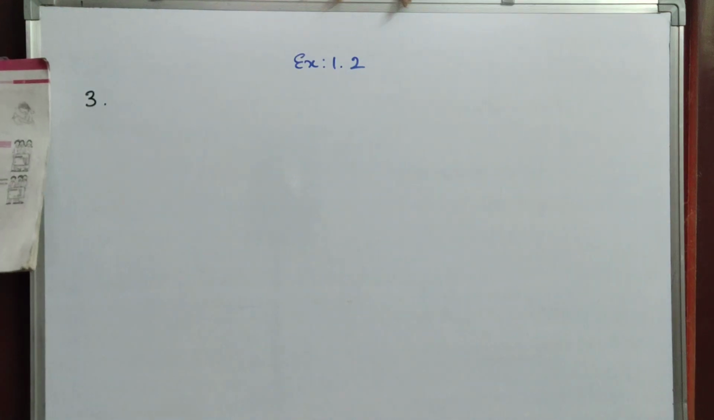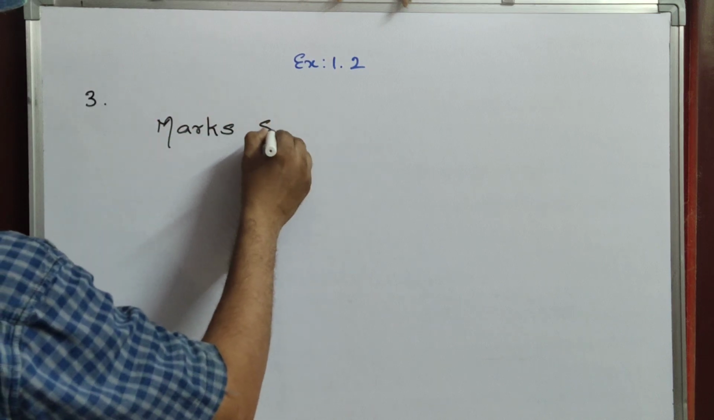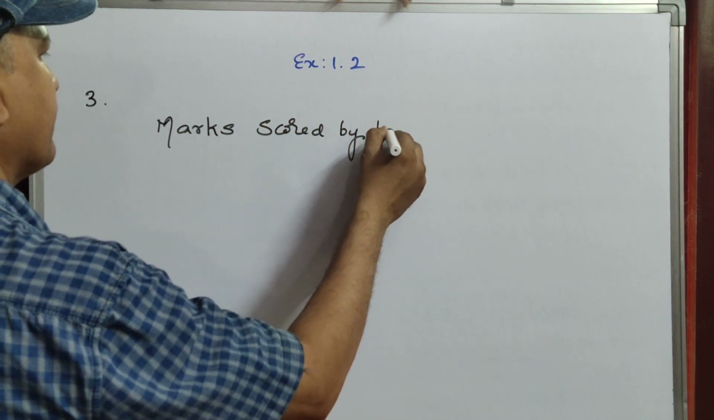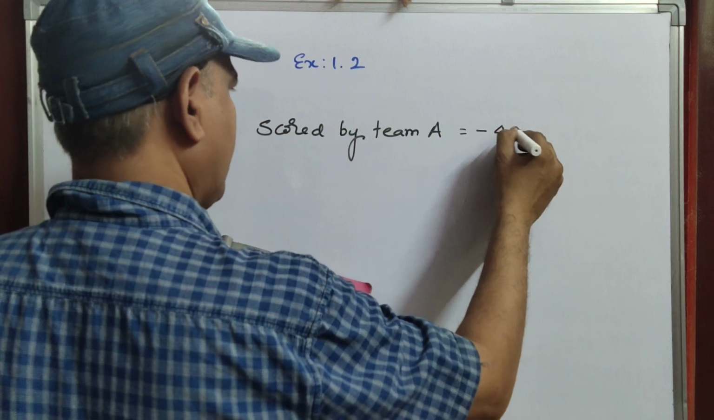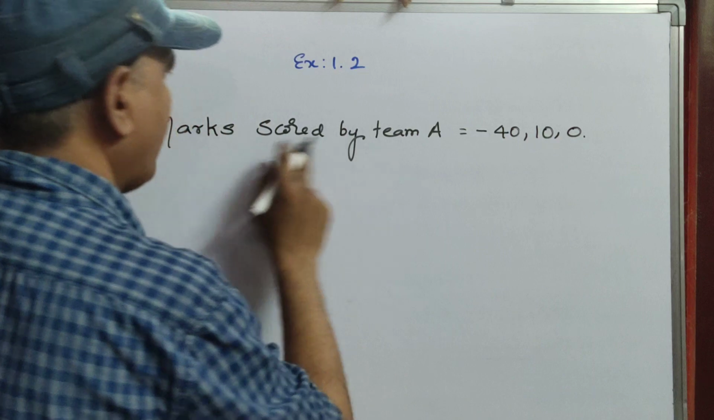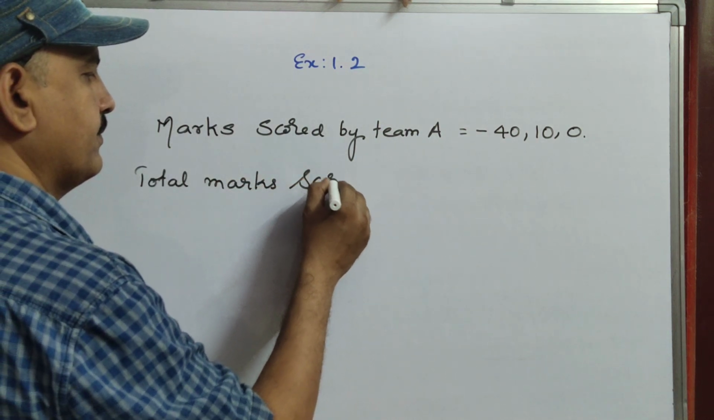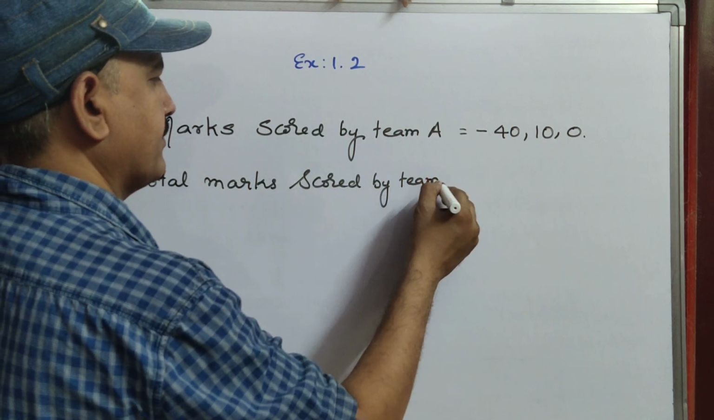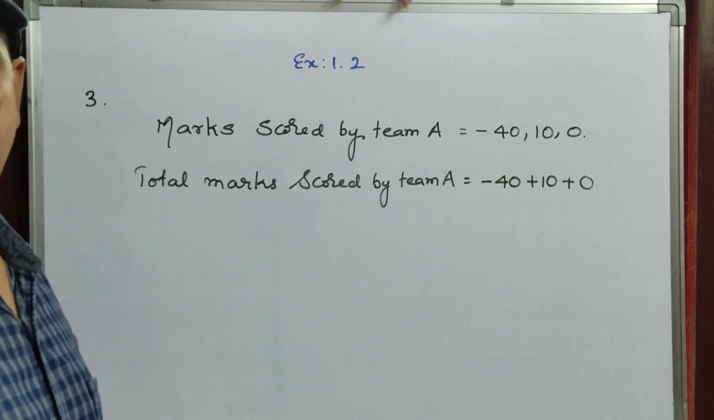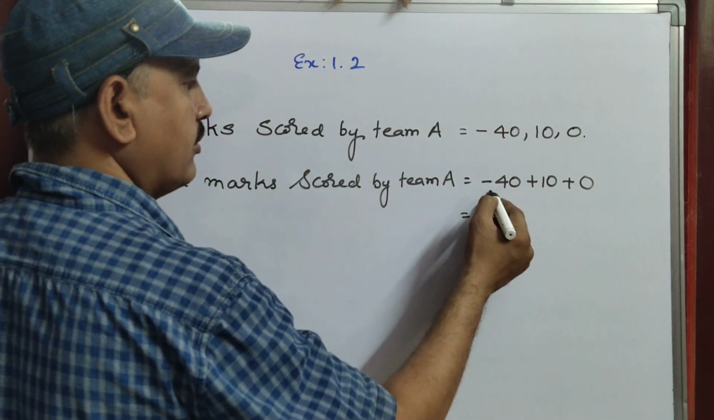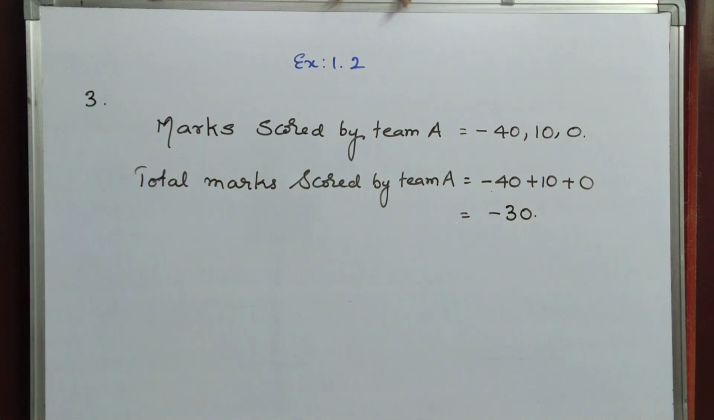Okay. Now see here. Here we have to write marks scored by team A. How much is that? Minus 40, 10, 0. Now we have to add the total marks scored by team A. So minus 40 plus 10 plus 0. Okay, you know 0 is neither positive nor negative, so 0 has no value. So minus 40 plus 10. So minus 30. Because one is positive, one is negative, what to do? You have to do subtraction.